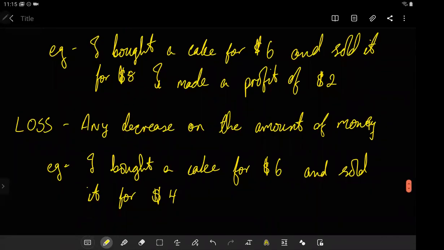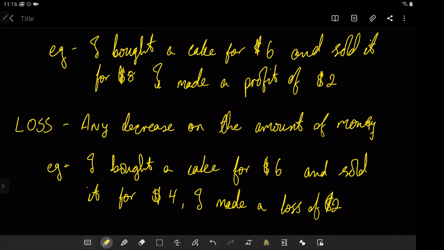What did I do, or what did I get? Did I make a profit or did I make a loss? A loss, sir. So I made a loss. A loss of how much? $2, sir. Loss of $2. Good.